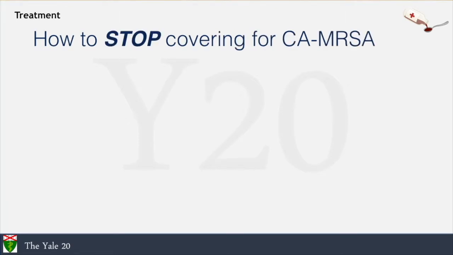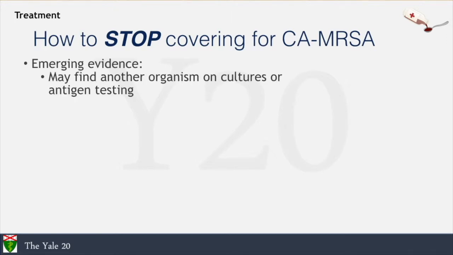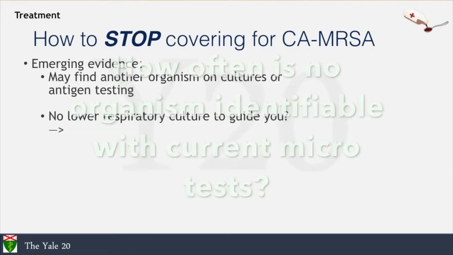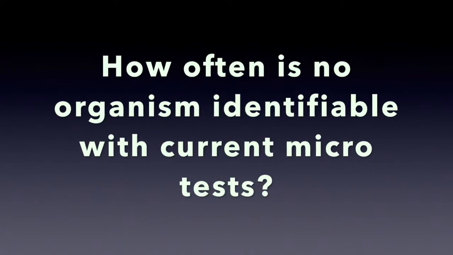Okay, so you've started MRSA coverage. Now, how do you stop? Well, one option is you will find another pathogen to blame your infection on, based on your sputum culture or some other microbiological testing. But what if, as in many cases, those other tests don't give you the info you need? Now what?